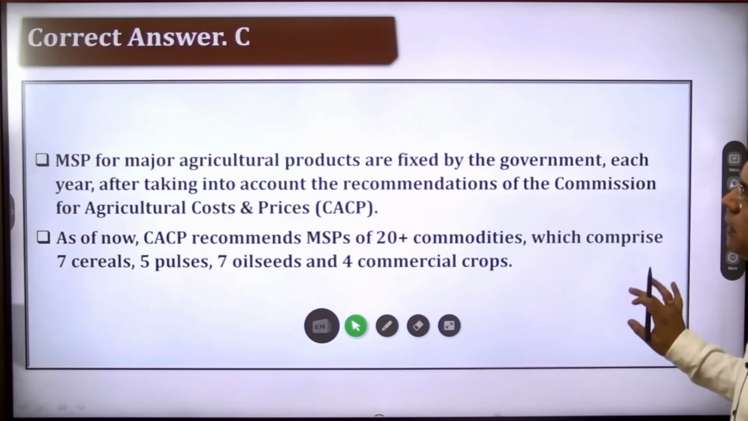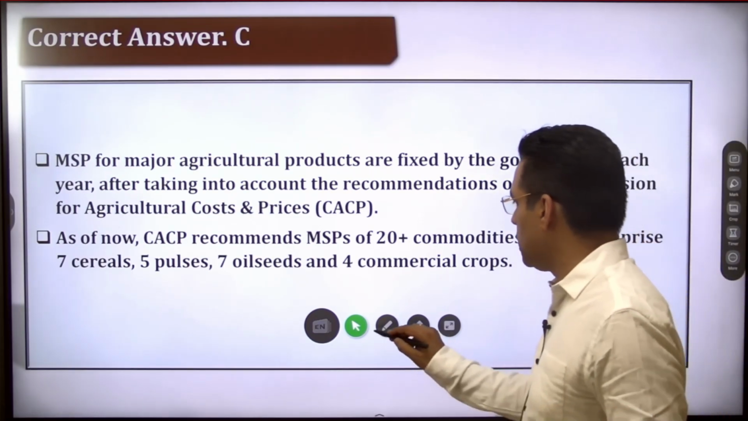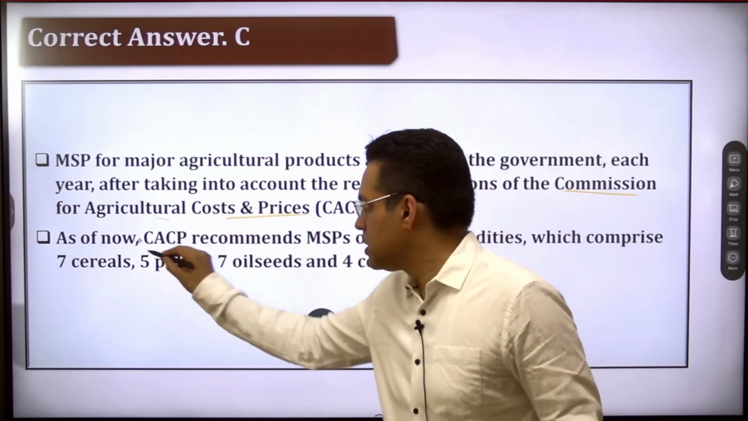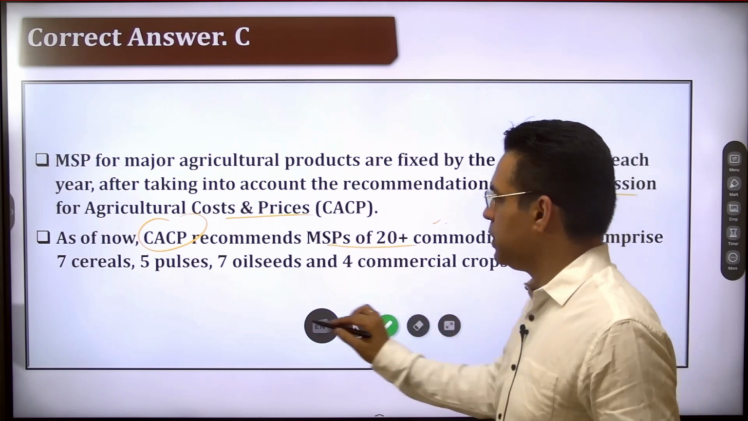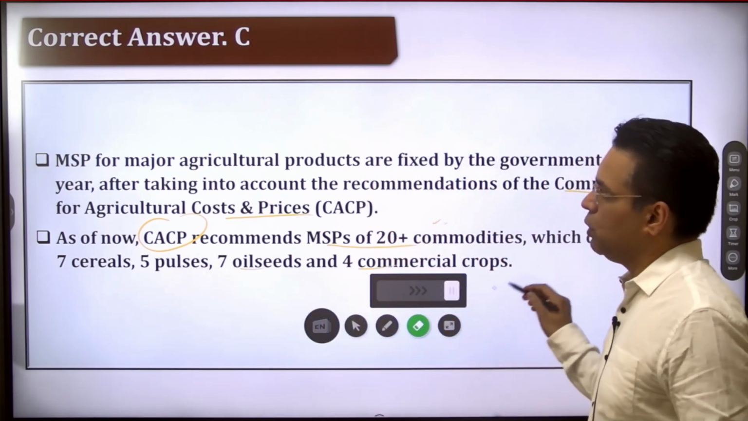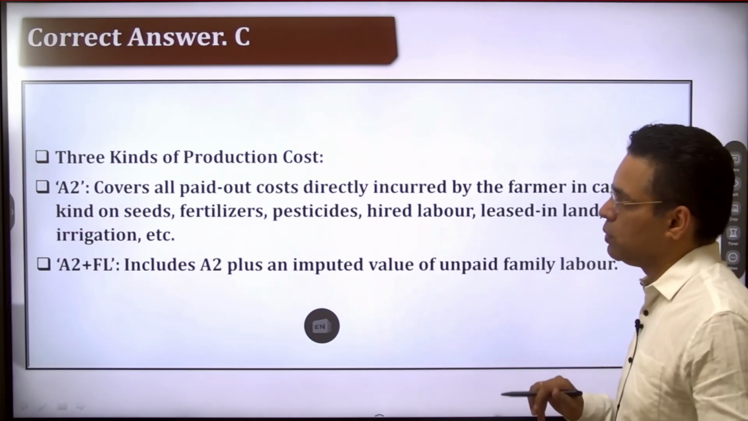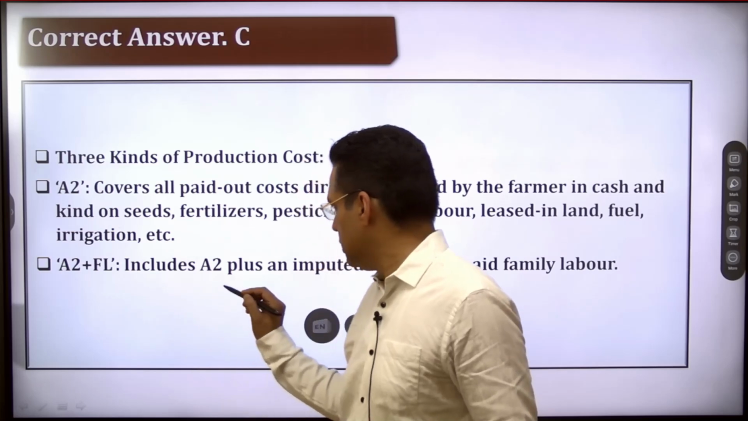MSP for major crops is fixed by the government each year after taking into account the recommendation of the Commission for Agricultural Costs and Prices. As of now, CACP recommends MSP for 23 crops, out of which 7 are cereals, 5 pulses, 7 oilseeds and 4 commercial crops. So CACP recommends for commercial crops, oilseeds and cereals also. There are 3 kinds of production cost: A2, A2 plus FL and C2.